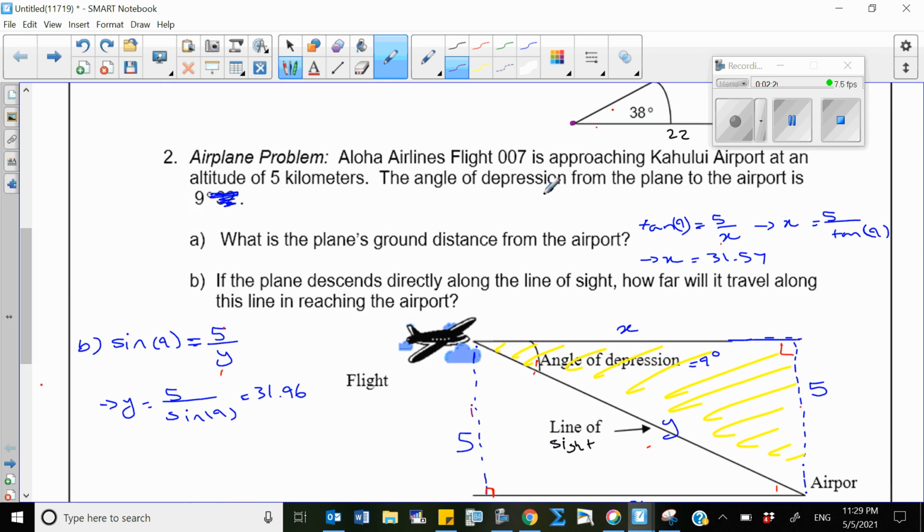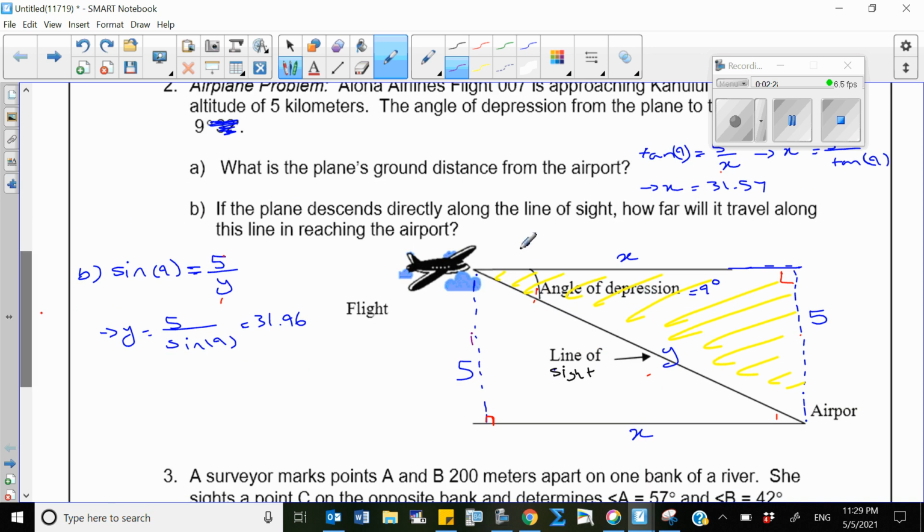The angle of depression from the plane to the airport is 9 degrees. So here the angle of depression, that means the angle that you need to make in order to see something on the ground, that is 9 degrees. So if we draw this shape, we will see that on this triangle, this side is the same as this side. These two triangles are basically equal to each other. So this side is 5, this one is also 5. Also, this horizontal line for both of these two triangles is the same. So we can use the information here on this shape.